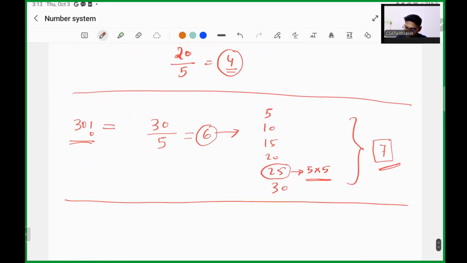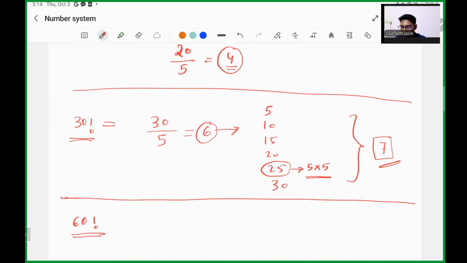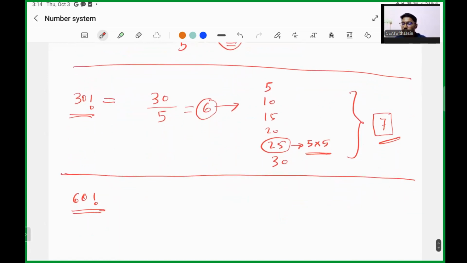Now I'll give you another example here. What about 60 factorial? How many zeros are at the end of 60 factorial?